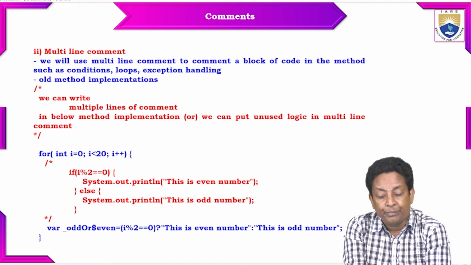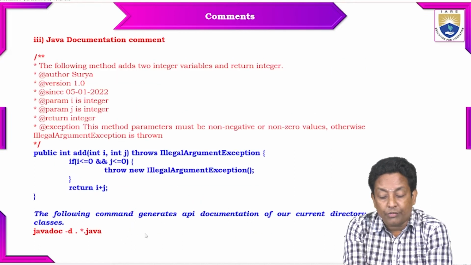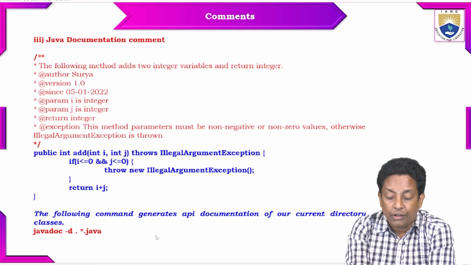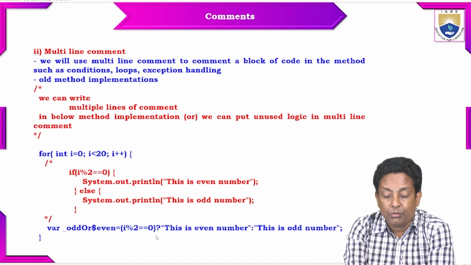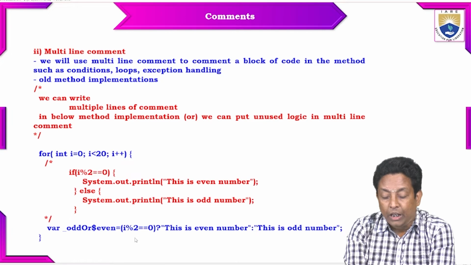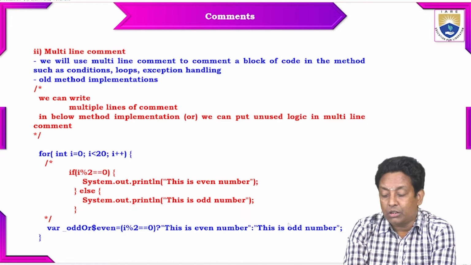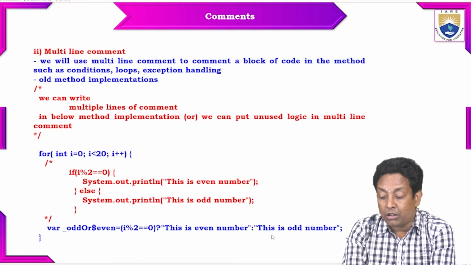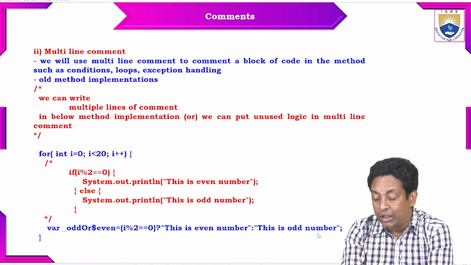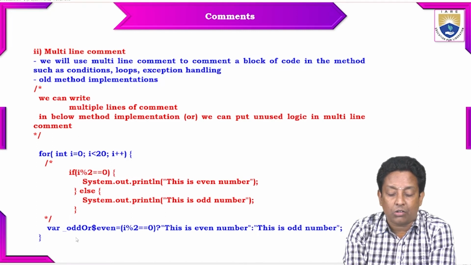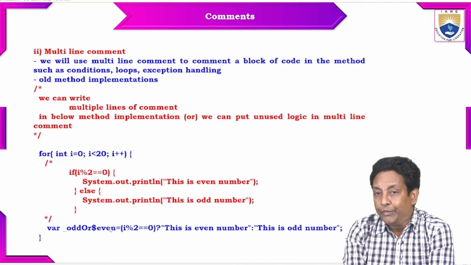How to write a ternary operator? i divided by 2, if the remainder is 0, then question mark. If the condition is satisfied, yes, this number is an even number. If the remainder is not equal to 0, we want to return this is an odd number. So, this is an even number or this is an odd number. Any one of these statements will be returned to this variable, underscore odd or dollar even.